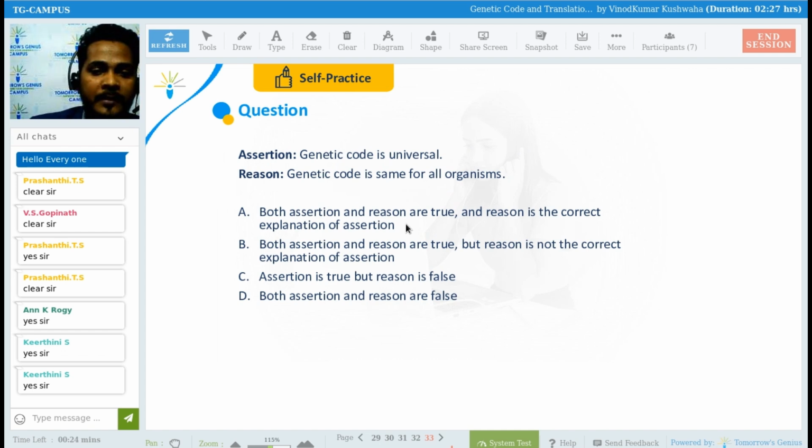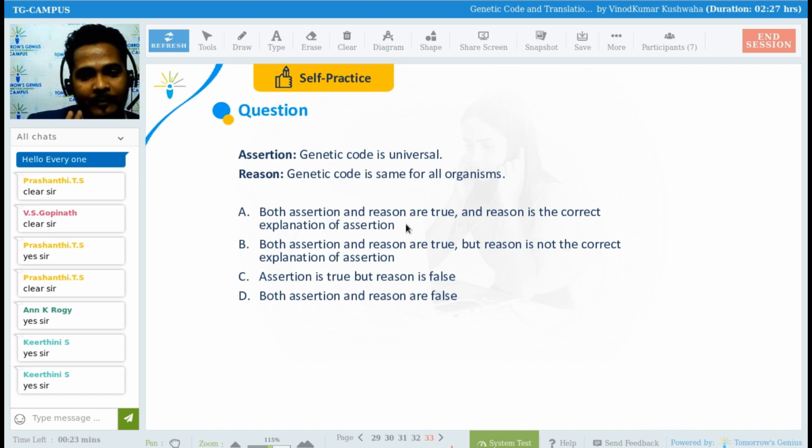Okay, another question. Genetic code is universal. Genetic code is the same for all organisms. Now you have to tell me the answer. No, I'm not going to tell the answer, you just tell me. It's a very simple question.